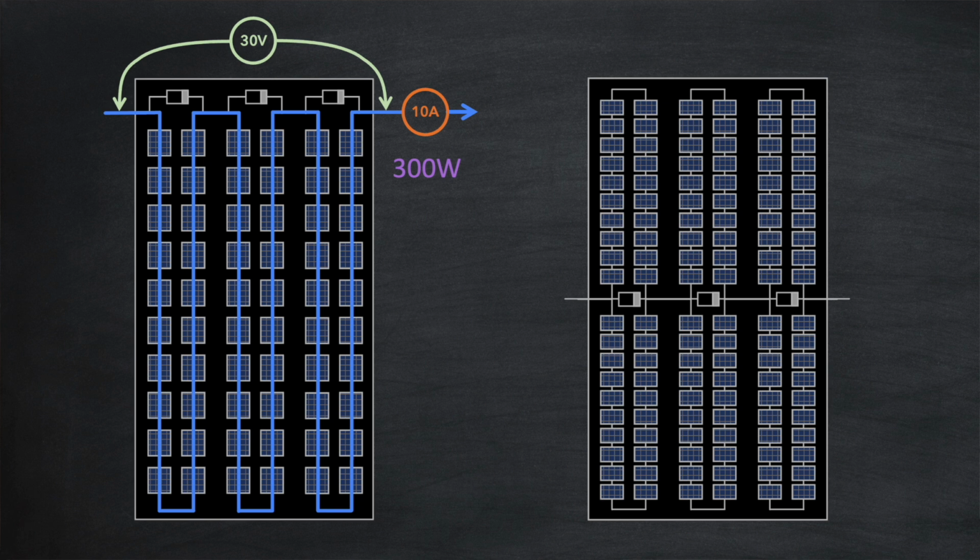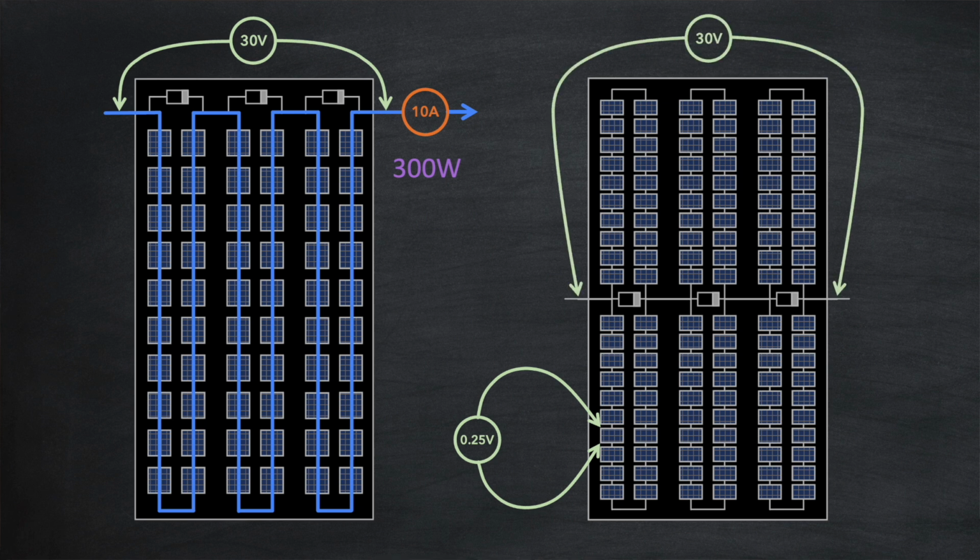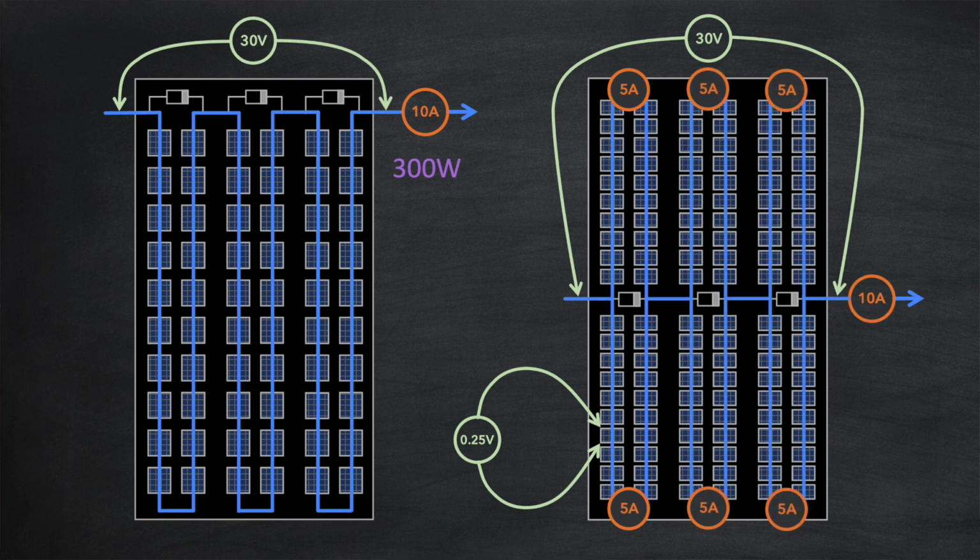In such a panel, each half cell has a voltage of 0.25 volts. There are 120 half cells making a total voltage of 30 volts, just like for the full cell panel. But there's a difference in the way the half cell panel is wired. You can see that current coming into the panel splits upwards and downwards 3 times before leaving the panel. So that's 10 amps coming in, splitting evenly into 5 amps each way.